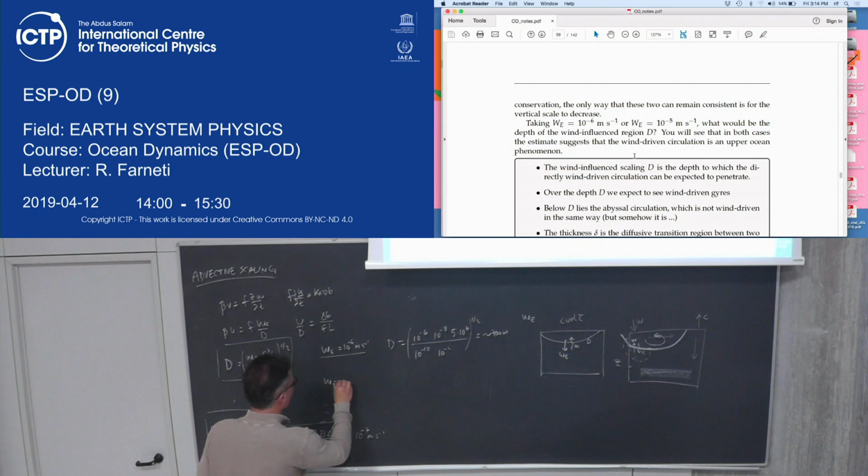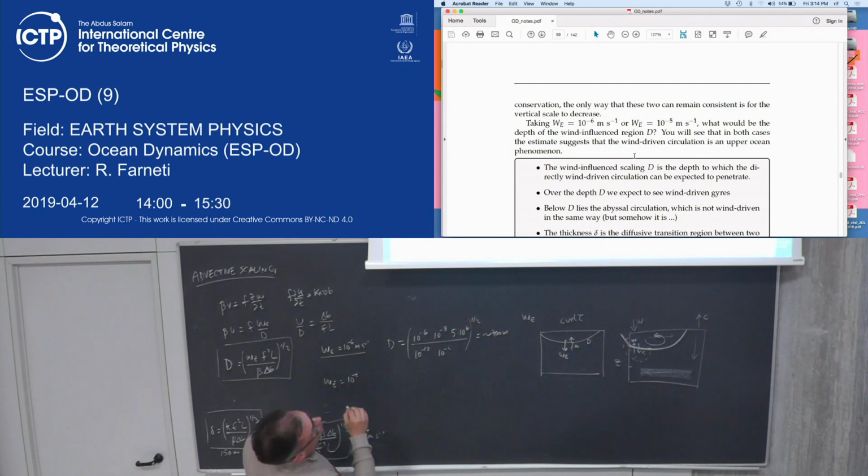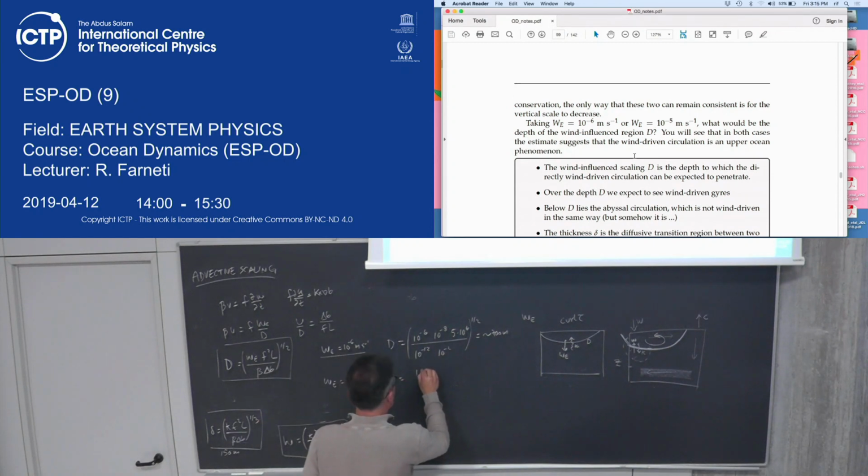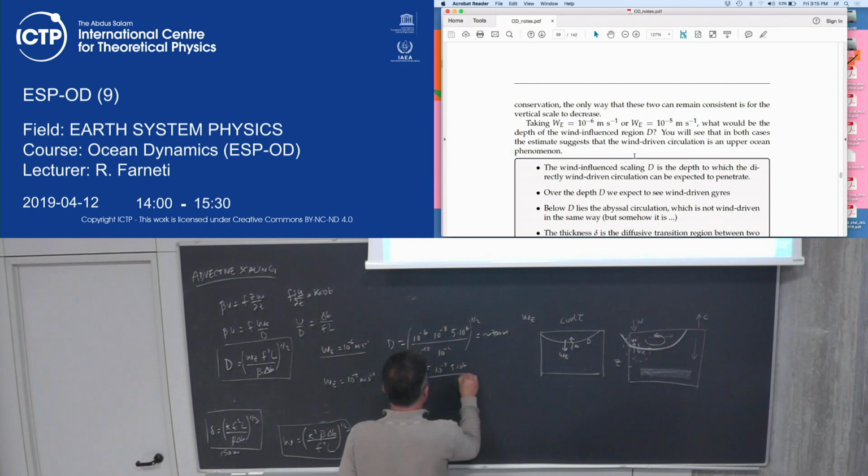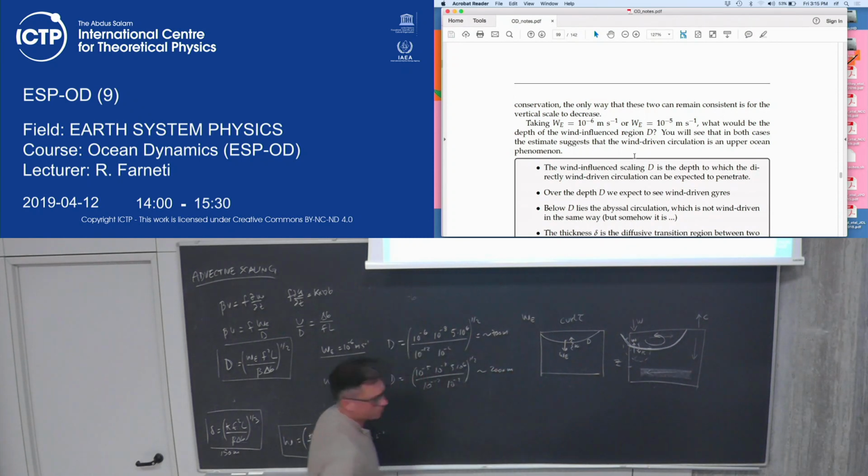If you choose an Ekman pumping of 10 to the minus 5, then D is 10 to the minus 5, 10 to the minus 8, 5 times 10 to the 6, 10 to the minus 12, 10 to the minus 2 to the half, and this is roughly 2,000 meters. Okay. Is beta 10 to the minus 11 or 12? Beta 11, oh 11, sorry.